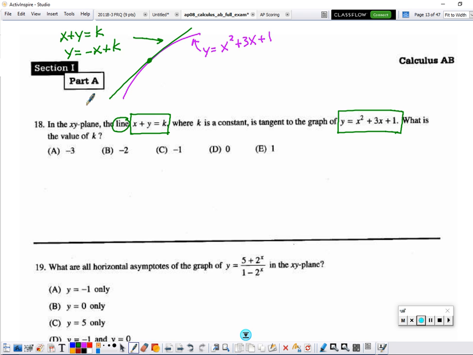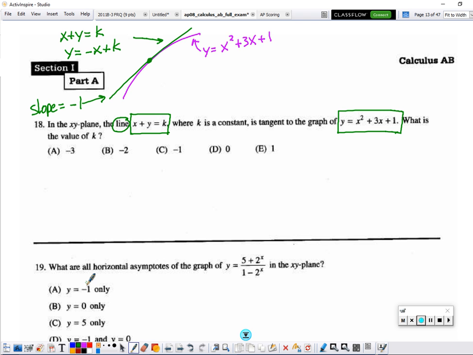So I didn't draw the picture correctly, but that doesn't really matter. The slope of that line is -1, because I rearranged my linear equation, I can see y equals mx plus b. So the slope of the green line is -1.